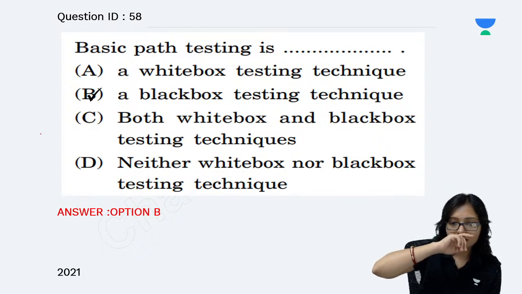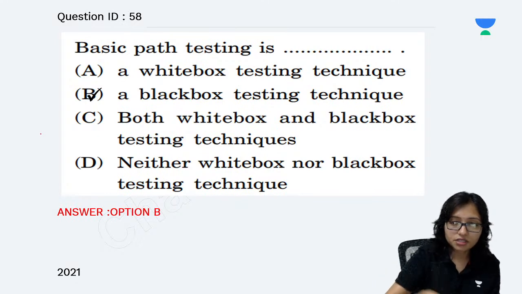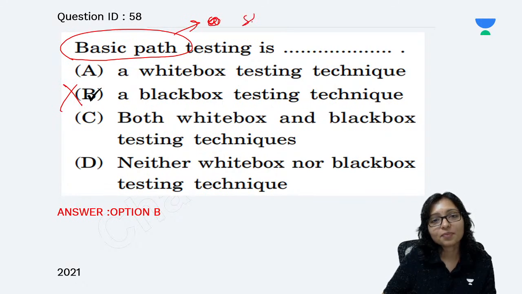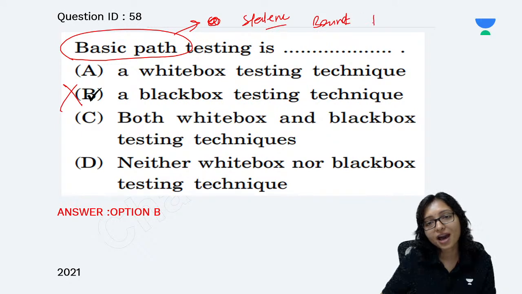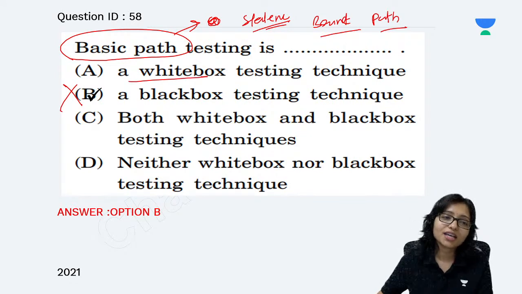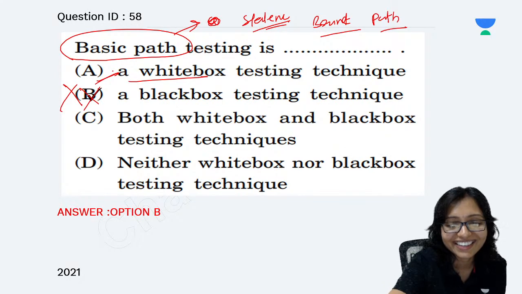Basis path is, so, there was graph testing, normal graph testing. Basis path testing is under white box. Basis path testing means statement coverage, branch coverage, and path coverage, right? So statement coverage, branch coverage, path coverage, those come under white box testing. It is not coming under black box testing. So white box testing will definitely be the correct answer.